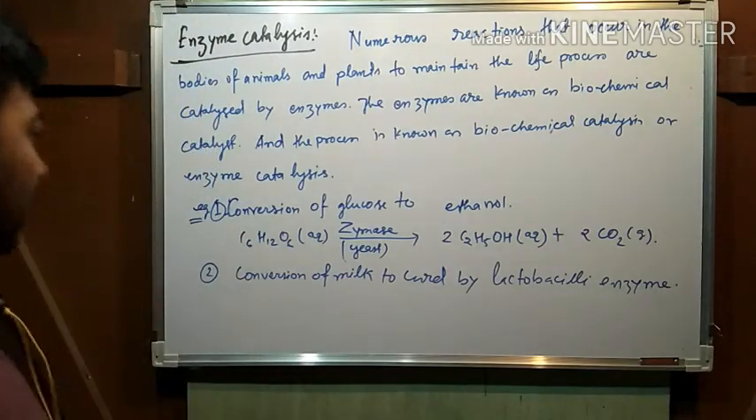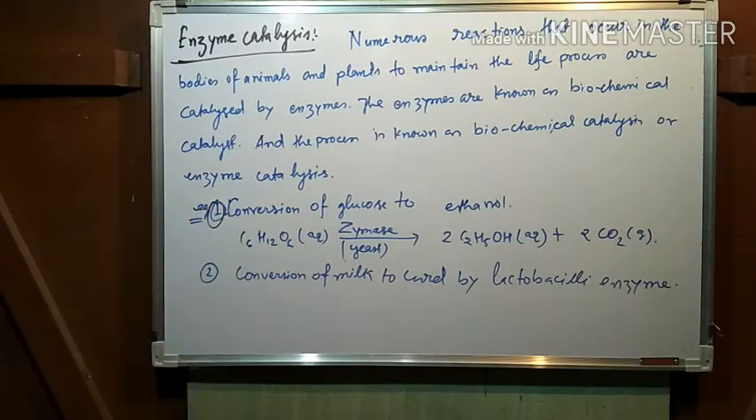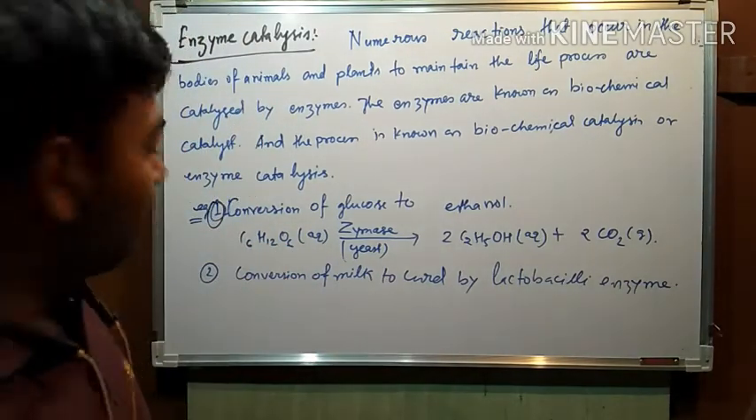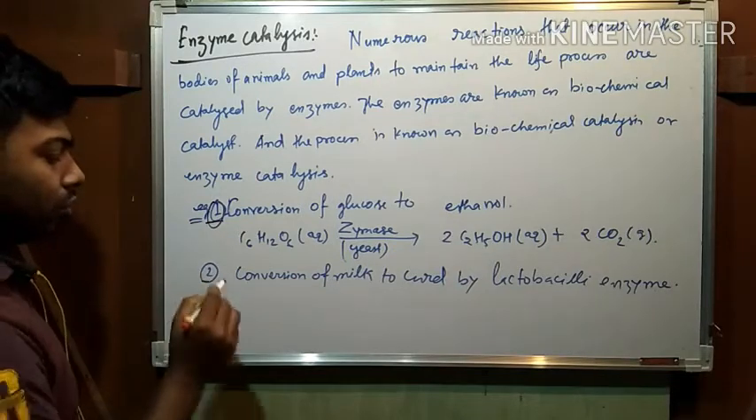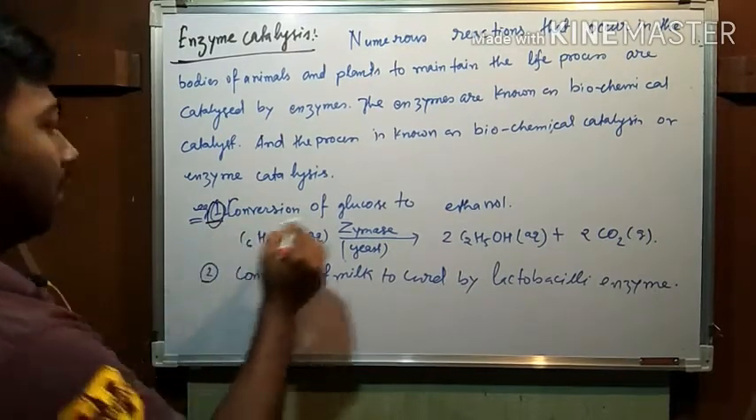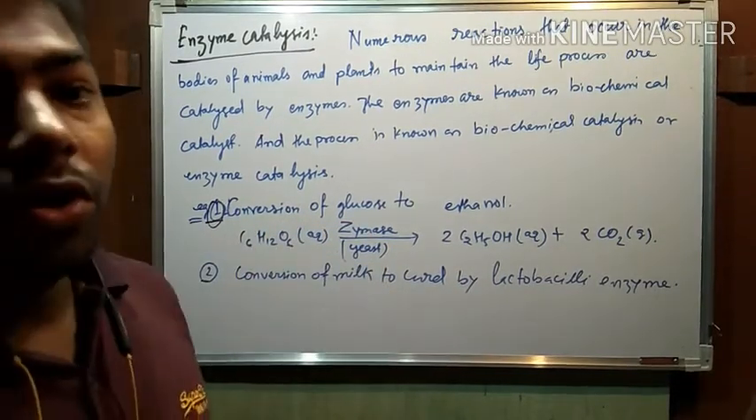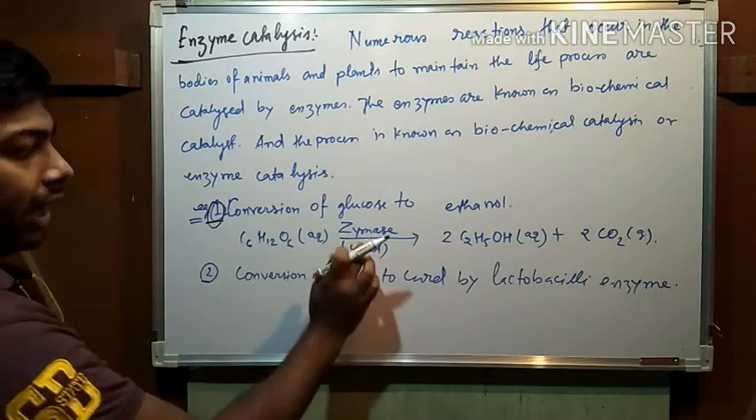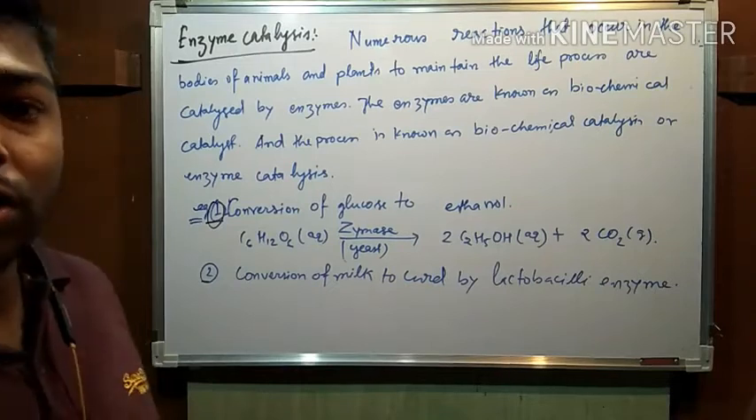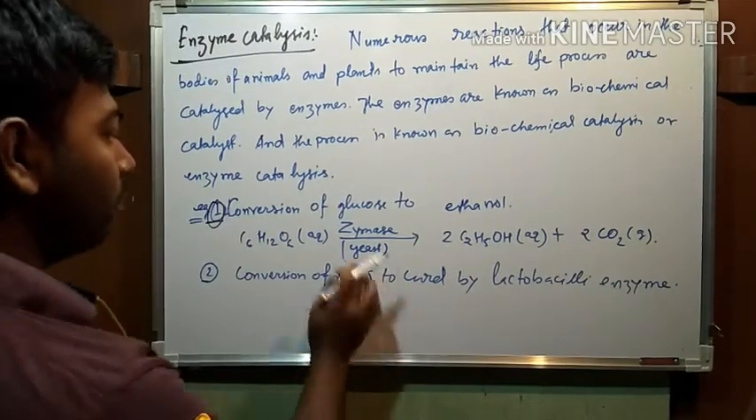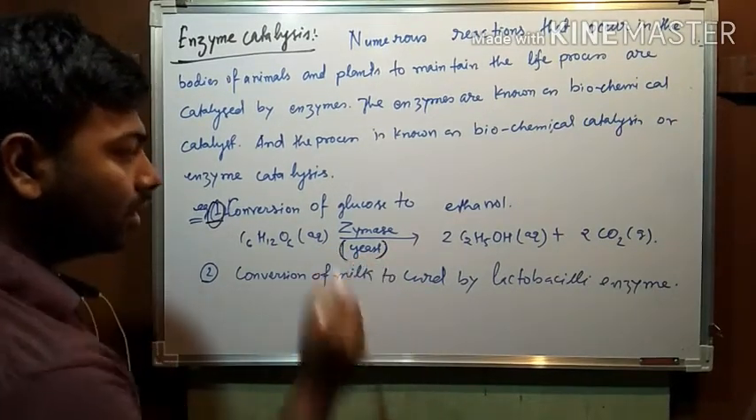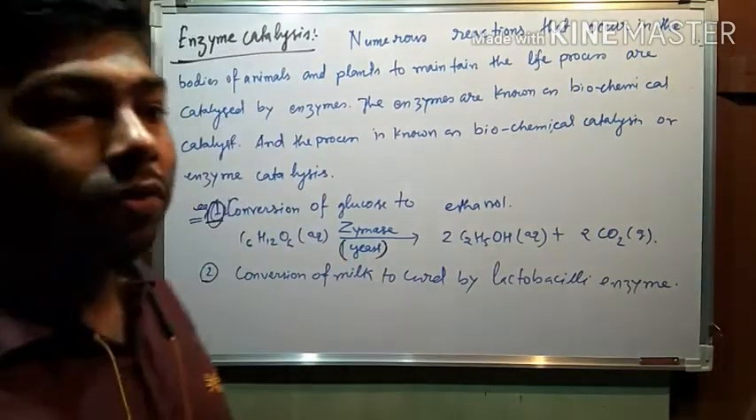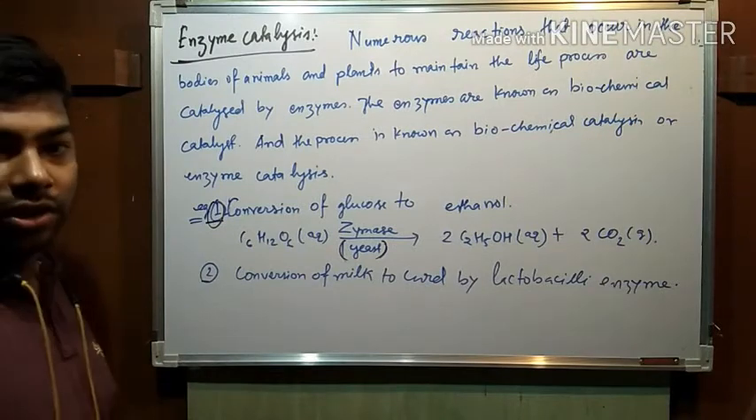Okay, now let us take an example. In your book maybe 7 or 8 examples are there. Okay, from them I just take 2 examples. First example is the conversion of glucose to ethanol. When a glucose molecule reacts with zymase enzyme, which comes from the yeast, it produces ethanol and carbon dioxide, and this process is known as fermentation.